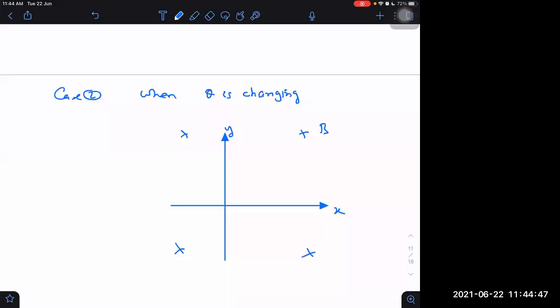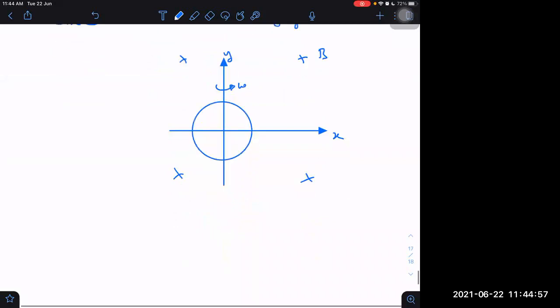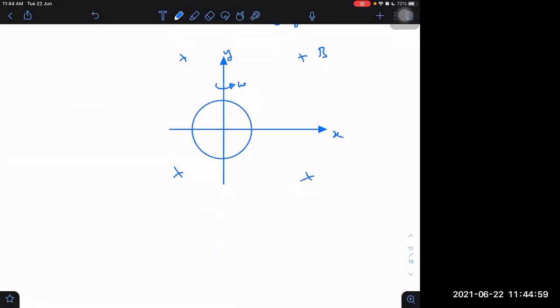And I am taking a circular loop, which is rotating about the y-axis with angular velocity omega. Now, can you tell me what is the formula for EMF now? What is the flux in this? Flux can be written as B into A into cos theta, right?